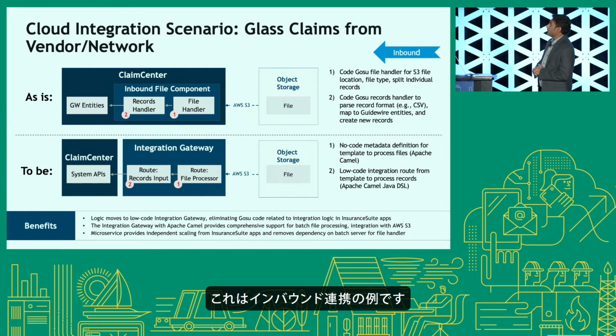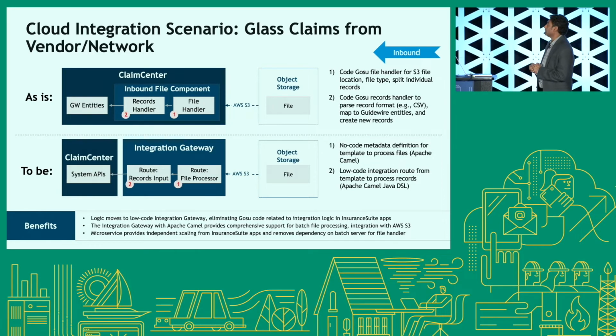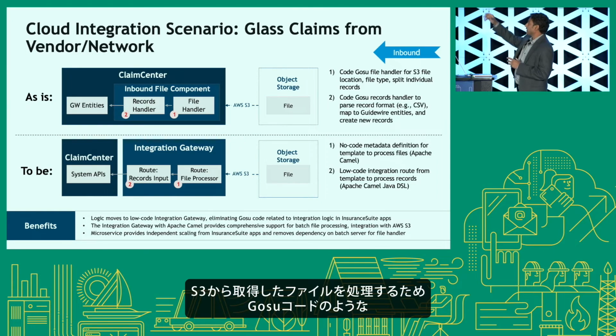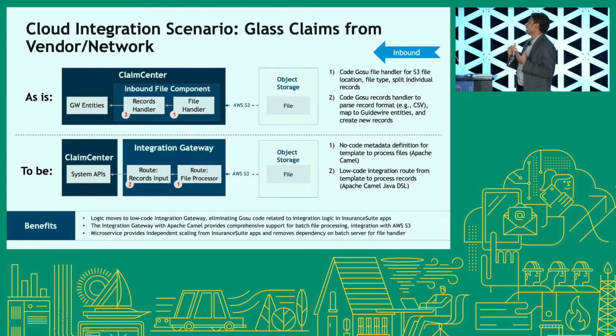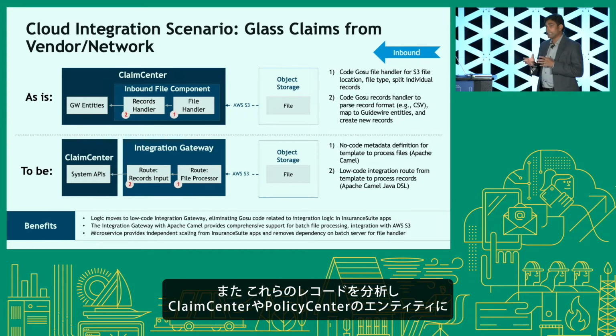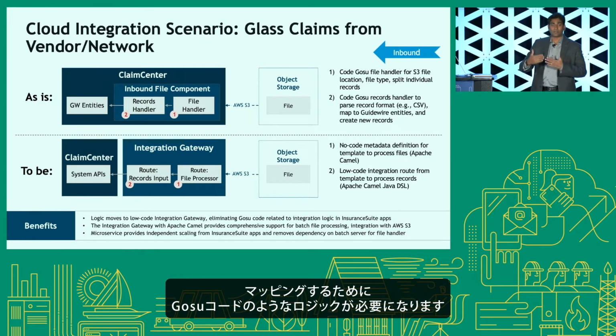So this is an example of inbound integration where you're actually getting a glass claims file. If you look at the as-is scenario, which is the traditional approach, you have to write some code, like Gosu code, to handle files retrieved from S3. You may have to add code to split that into individual records, and then you need some more logic, more Gosu code, to parse those records and map them to the ClaimCenter entities or PolicyCenter entities.